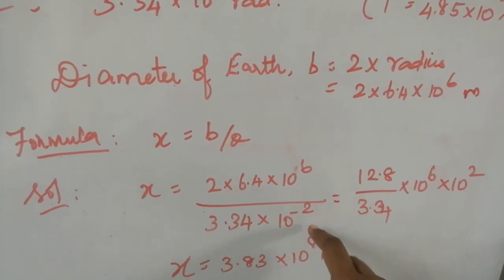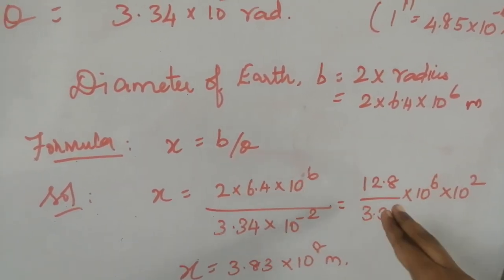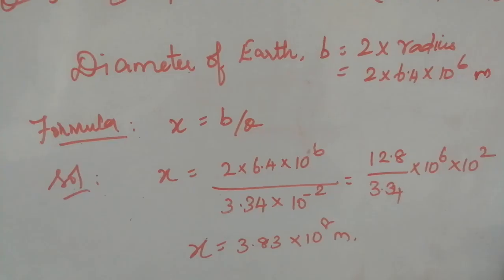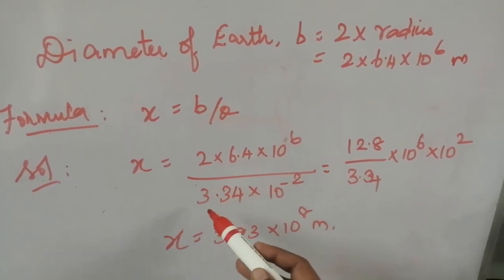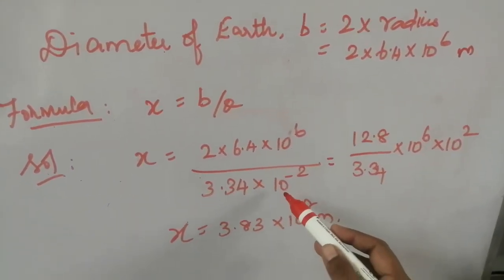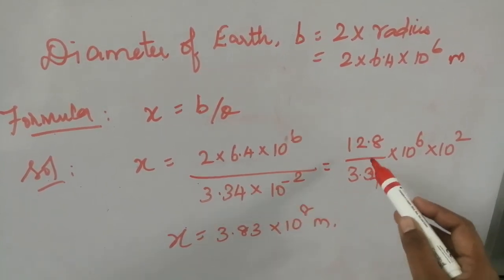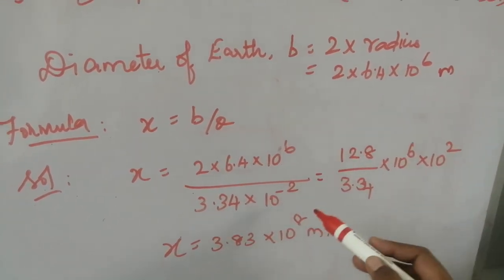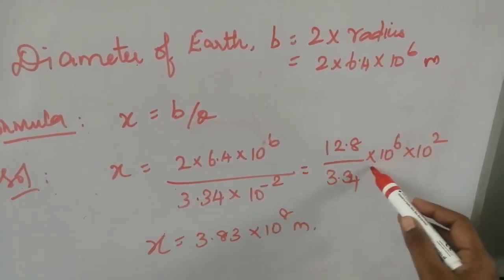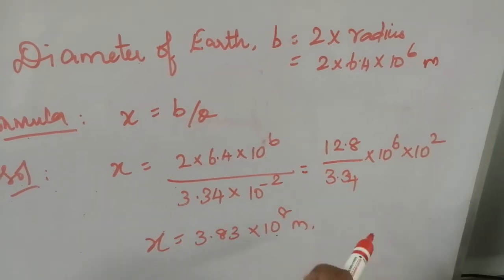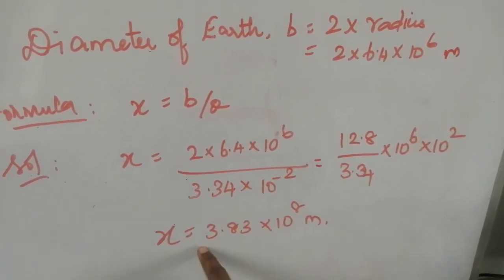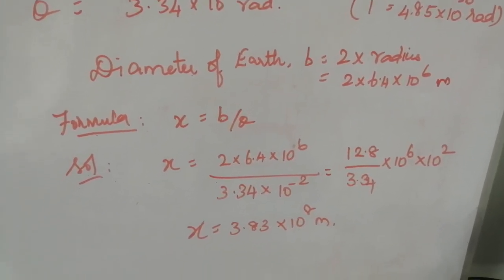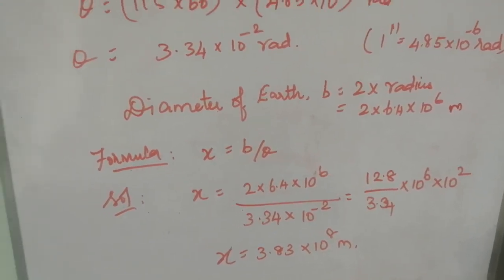First we get the 10 to the power terms on one side and the remaining on the other. Multiply 2 × 6.4, it is 12.8, and 3.34 as it is, and then I bring this 10^-2 to the numerator. When it comes to the numerator, it becomes plus 2. So it is 10^6 × 10^2. Add up the powers here, it is 10^8. 12.8 divided by 3.34, you get 3.83. So the distance x of the moon from the earth is 3.83 × 10^8 meters. Thank you.